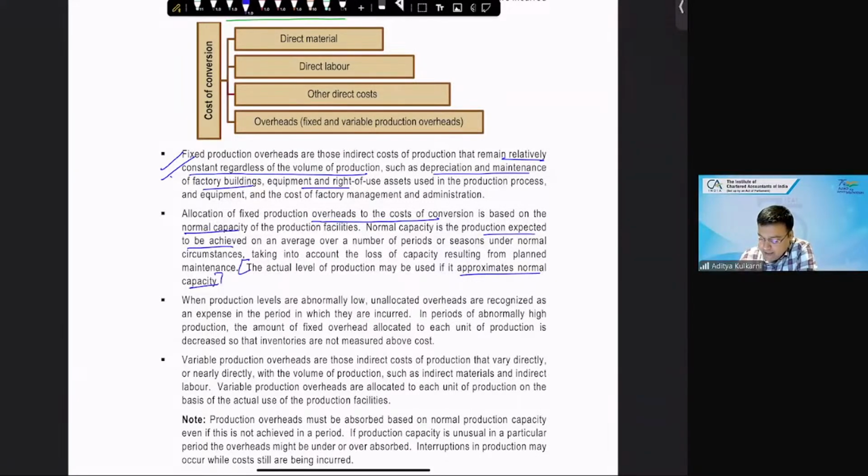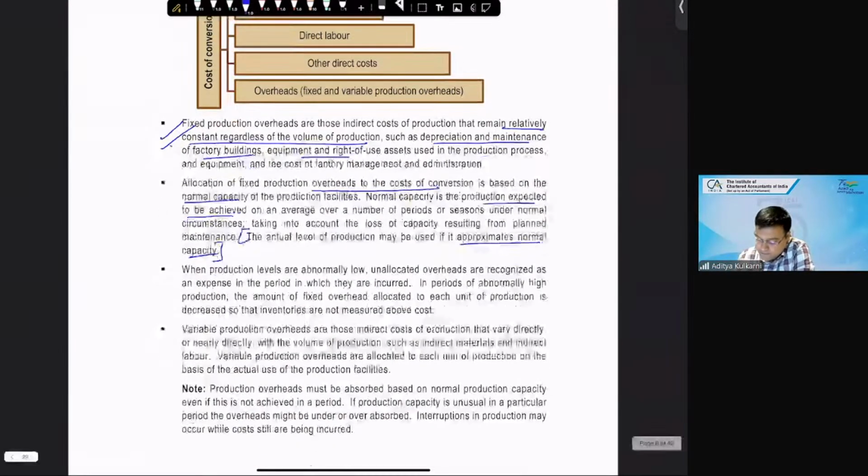So typically entities take the help of this statement. मैंने जितना बनाया, that is my normal capacity. I wanted to do this much only. See, you cannot dispute that, right? You cannot tell, but you told you will do more. I wanted to do this. So then the absorption will happen based on this basis. There won't be any under or over absorption.